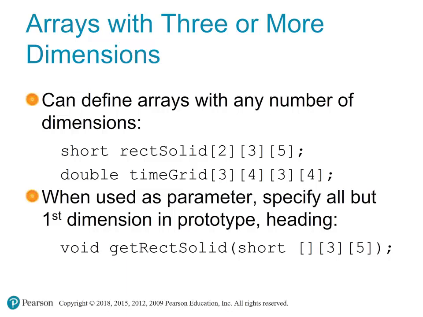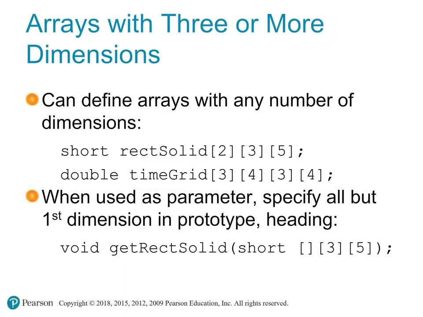While two-dimensional arrays are widely used, sometimes we need more dimensions to represent more complex data structures. Rect solid is a 3D array with the dimensions 2 times 3 times 5. Time grid is a 4D array with dimensions 3 times 4 times 3 times 4. Multi-dimensional arrays can be used for modeling physical spaces, simulating time series data, or representing higher dimensional mathematical constructs.